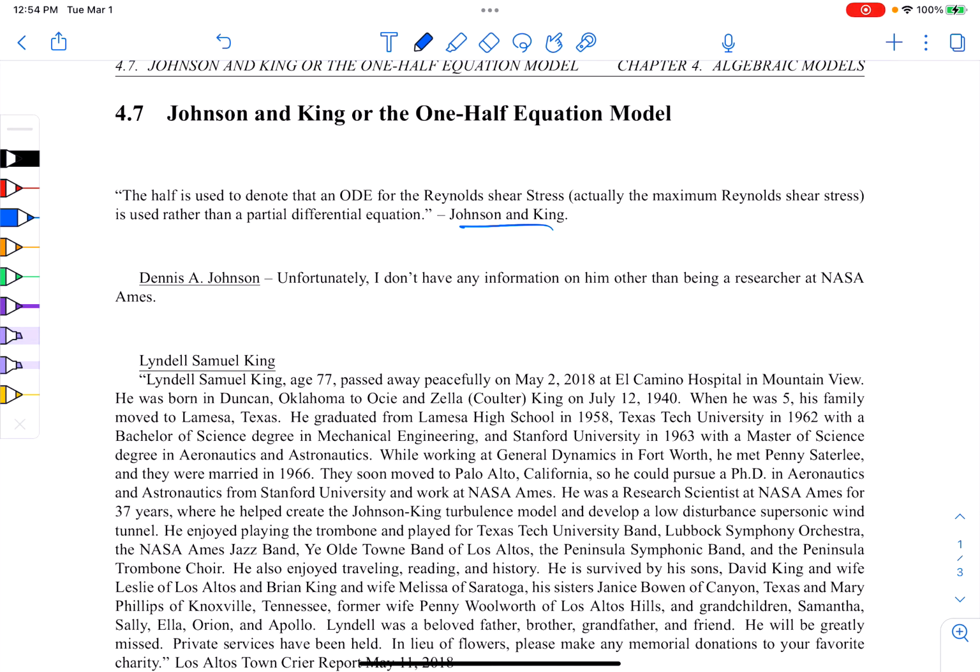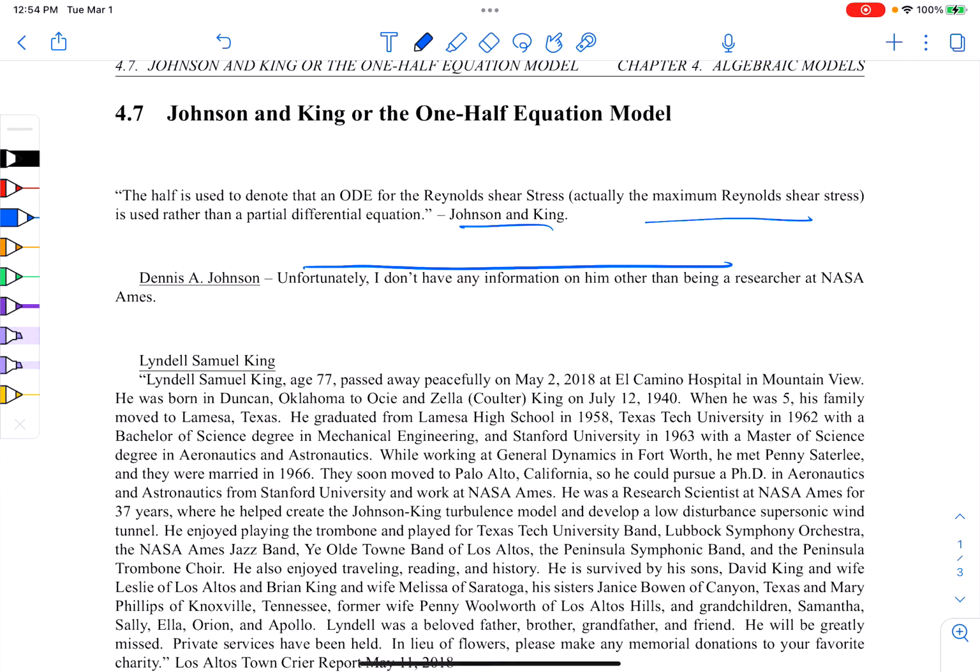model. And they said it's a half model because it denotes that an ODE, ordinary differential equation, for the Reynolds shear stress, actually the maximum value in the whole boundary layer, is used rather than a partial differential equation. So I suppose the view is that a one equation or two equation model for closure actually adds additional partial differential equations, is one way to look at it. But this is one idea where instead of, say, tracking one-point statistics along the boundary layer, they created an ODE to track the Reynolds stress at some intermediate location through the boundary layer.